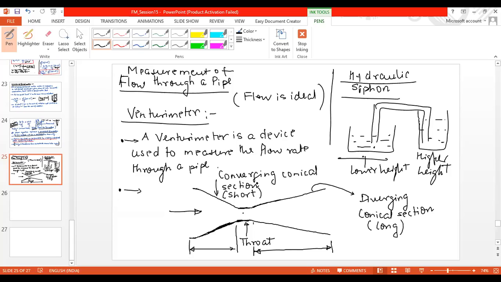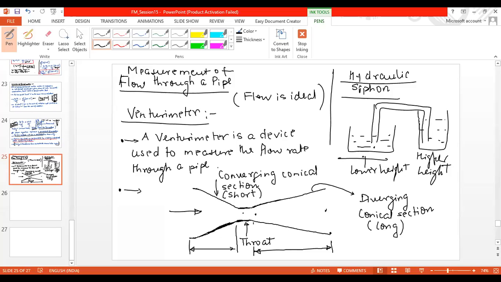Now, if we move through the diverging portion, what will happen again? Just tell me. If you move through this diverging portion, the velocity, the kinetic head, will decrease and the pressure head will increase. So here you can see that when you move through the diverging portion, the pressure energy is going to start increasing and the kinetic energy is going to decrease.